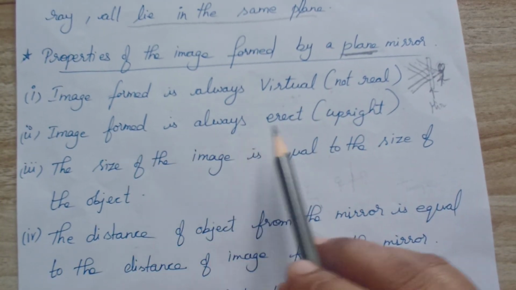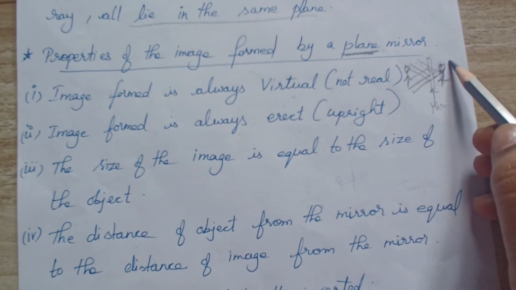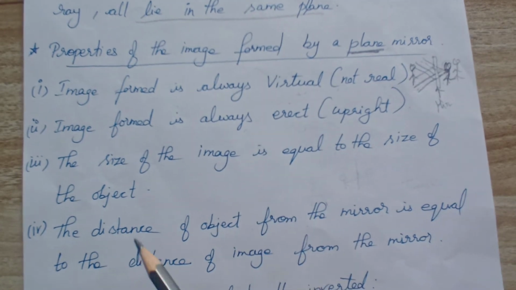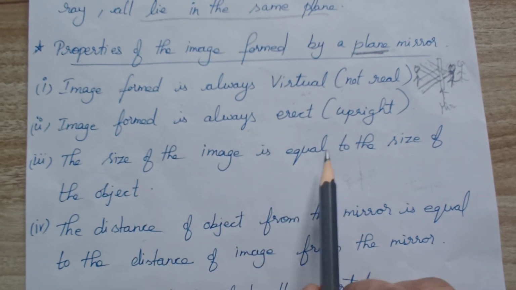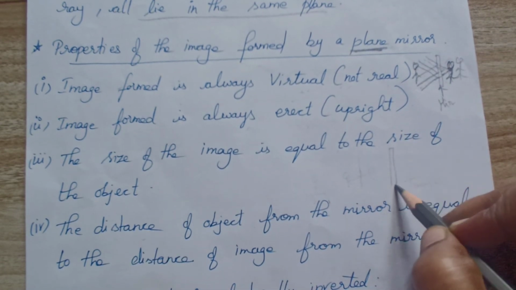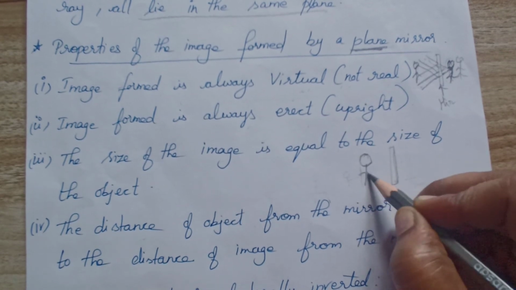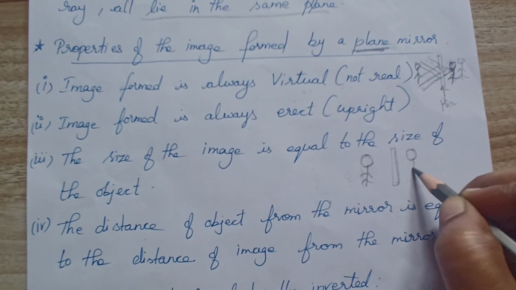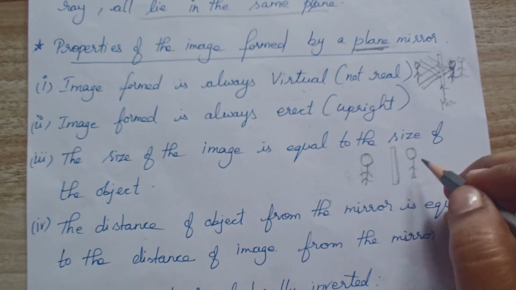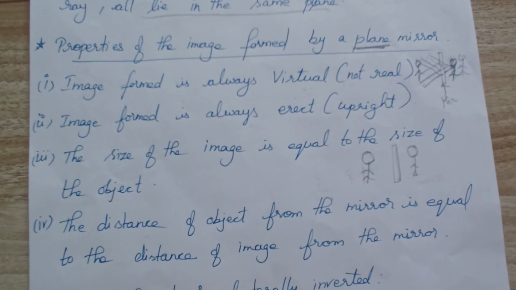The image formed is always erect. If you are standing like this, your image will be upright only. It will not be upside down, it will be erect. And the size of the image is equal to the size of the object. Whoever is standing in front of the mirror, the same size will be reflected, right? It will not be diminished or magnified. The size of the image is always equal to the size of the object.